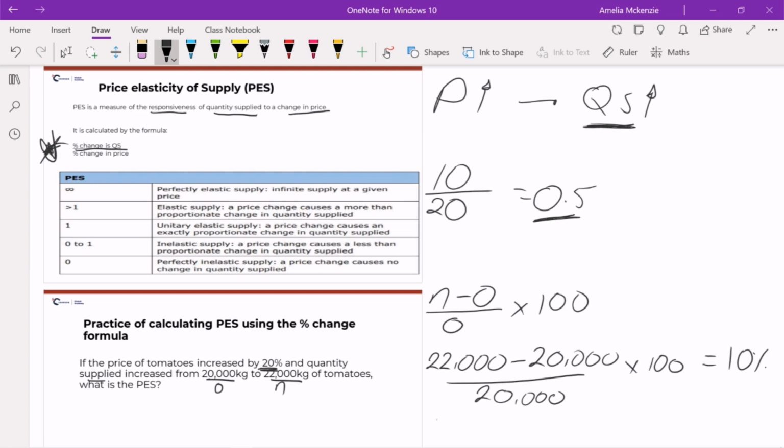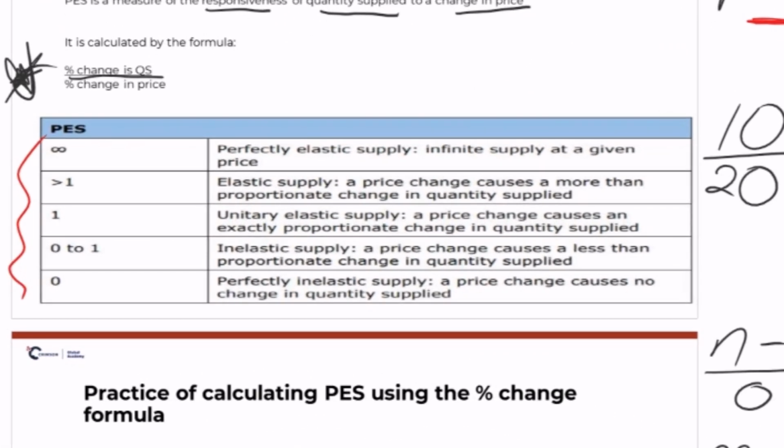You're always going to have a positive number with price elasticity of supply because we're always going to have that positive relationship between price and quantity supplied. Okay, they're always going to move in the same direction. So you're always going to have a positive number. So with this 0.5, we can use this table here to see where that fits. So 0.5 is here between 0 to 1.